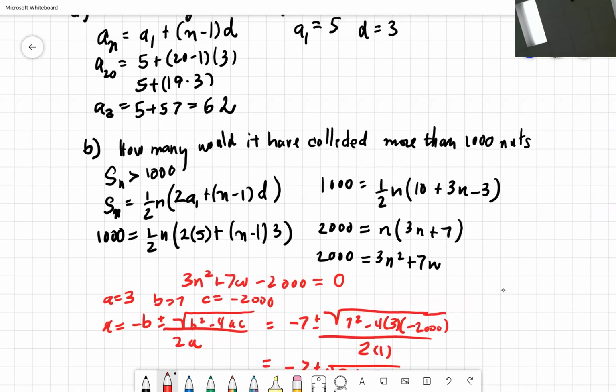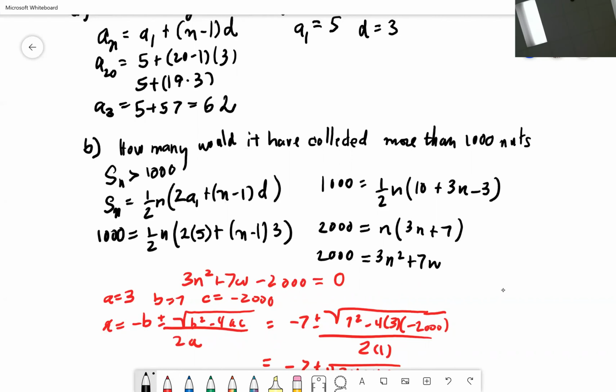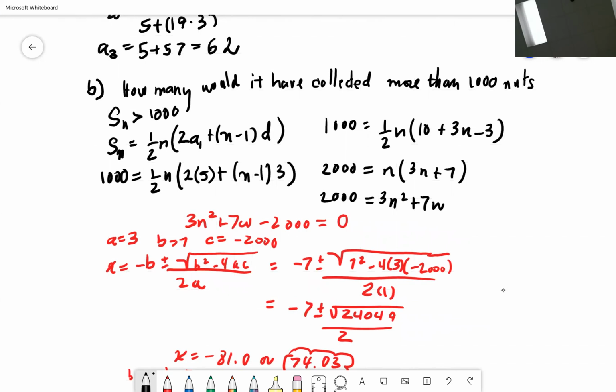All right, so let's go right here. All right, everything's set up correctly here. 2 times 5 plus n minus 1 times 3. Everything is correct there. Everything is correct here. I don't see an error yet. Oh, I see my error. It's a very simple, dumb error. It's right here.